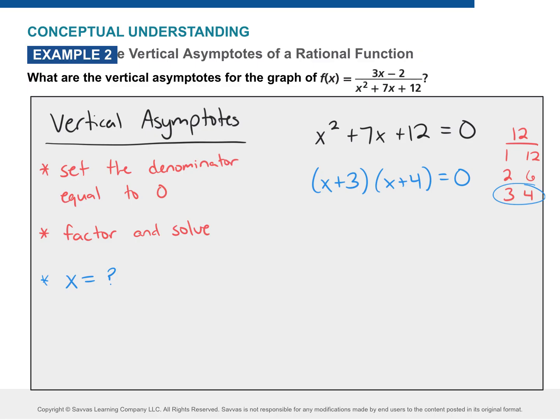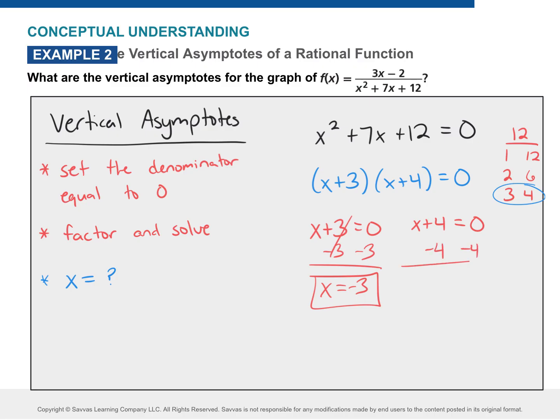So now, how do I solve that? How do I find my particular x values? What do I do with both of them? I have x plus 3 equals 0 and x plus 4 equals 0. So we solve them separately like we have been. So how do I solve x plus 3? Subtract 3. So I have x equals negative 3. What about x plus 4? Subtract 4. X equals negative 4.